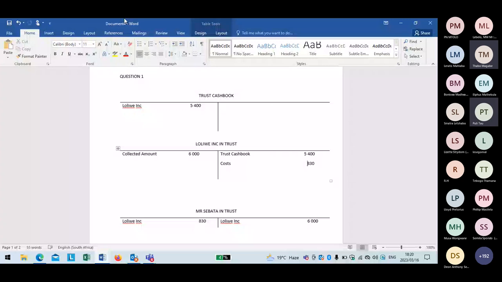Right, let's proceed. We are done with step number three. We now can go to step number four. What does step number four deal with? Fees. Right. Step number four deals with fees. Where do we find our fees on the statement? The credit side. We find our fees on the credit side.